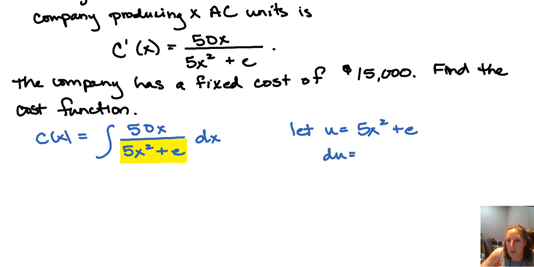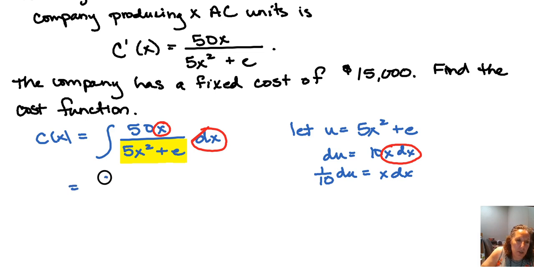So du is going to be the derivative of 5x squared, which is 10x. E, without an exponent, without an x up there, is just a constant, and so the derivative of that is going to be 0. So our du is going to be 10x dx. Now, we've got a 50x, but not a 10x. I am going to go ahead and leave that x there because we have an x in our numerator multiplied by our dx. So I'm going to leave that there and just divide by 10.